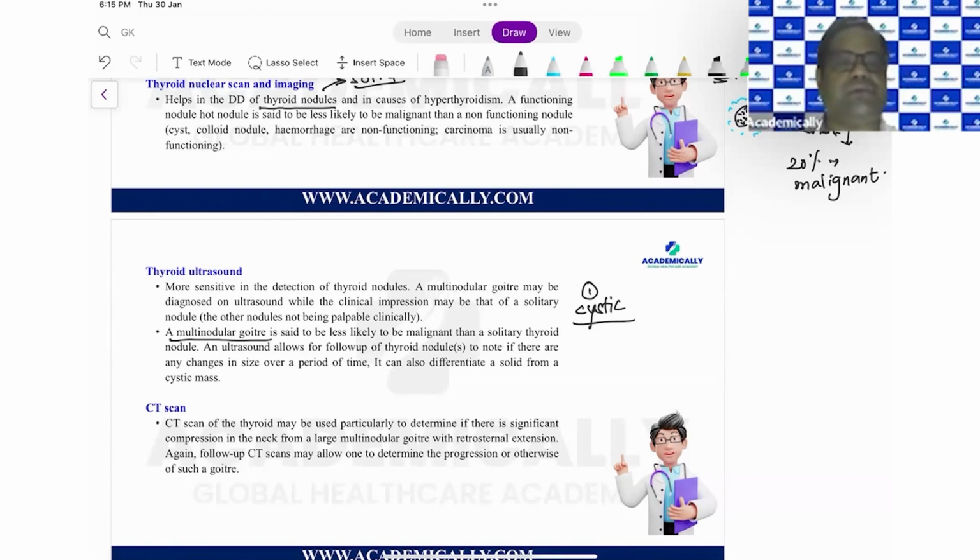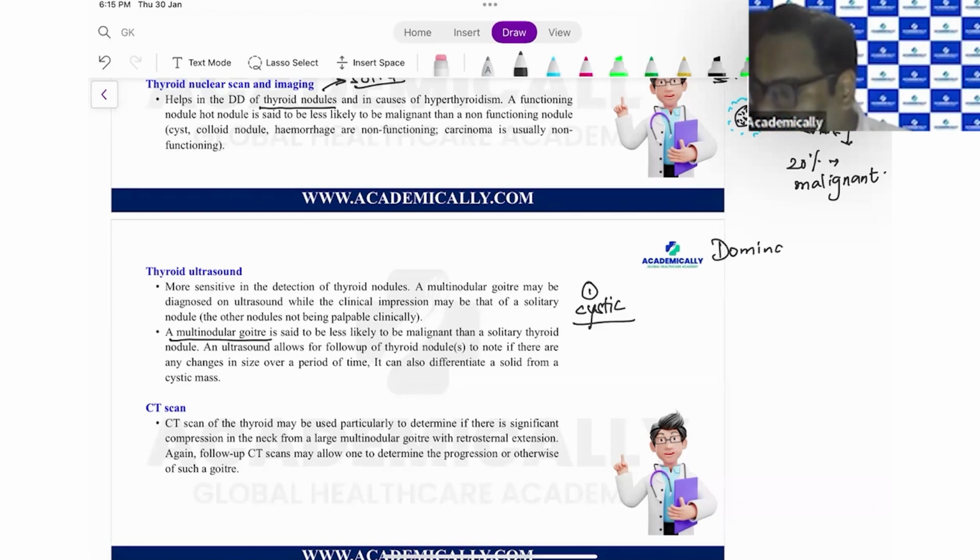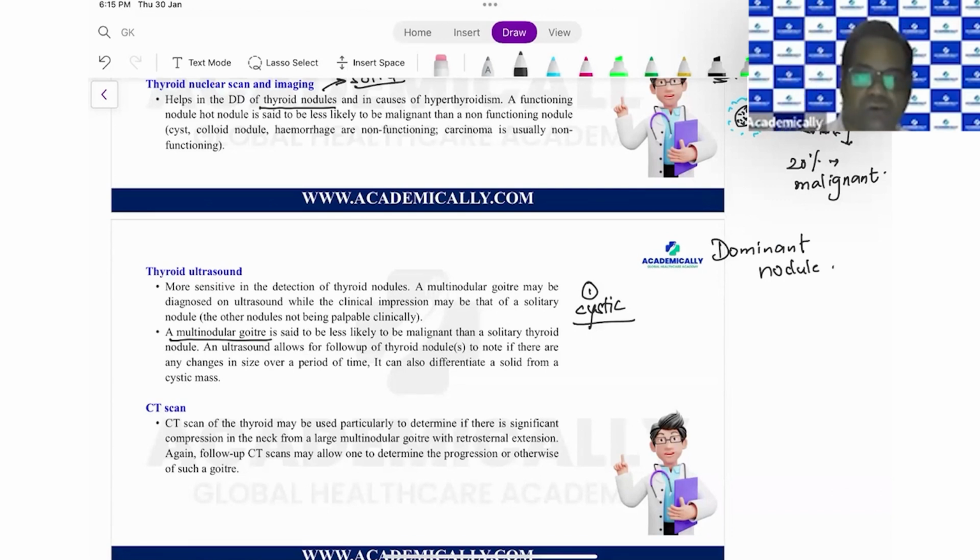What do we mean by multinodular goiter? As the name suggests, multiple nodules. But many a time what happens is that when the patient presents to us, we can palpate only one nodule. And when we do sonography, we see that there are multiple nodules. In that case, the one which we were able to palpate, we call it a dominant nodule. And this goiter, we call it a multinodular goiter.